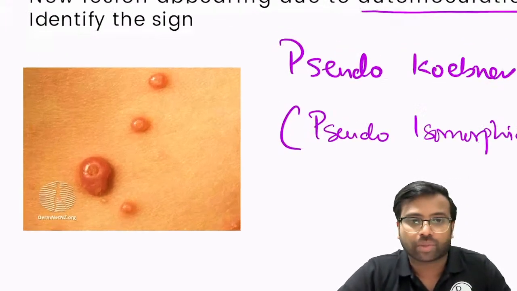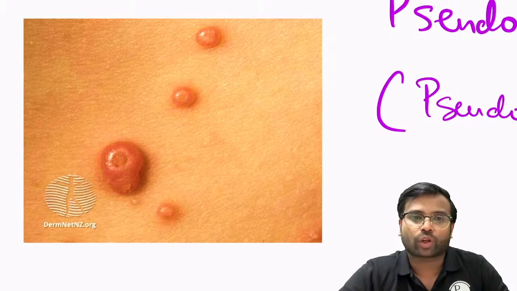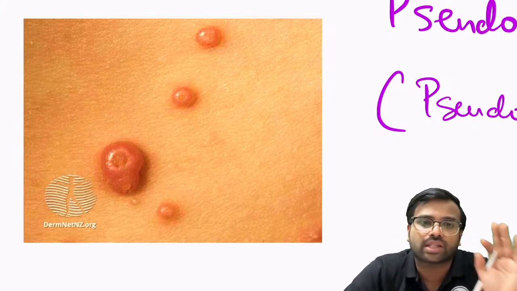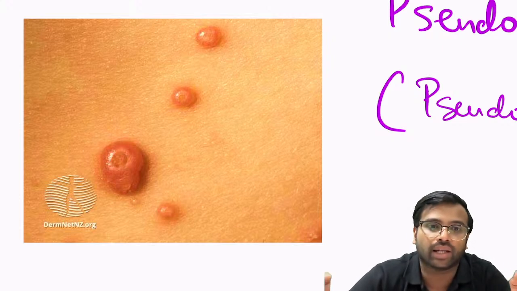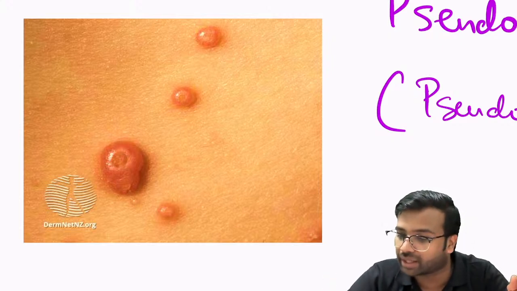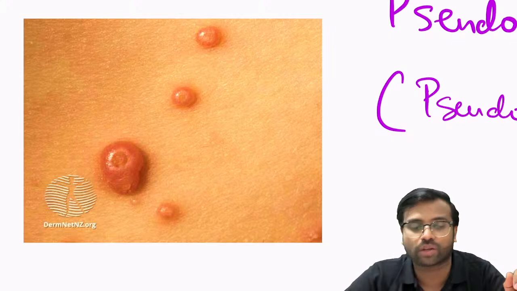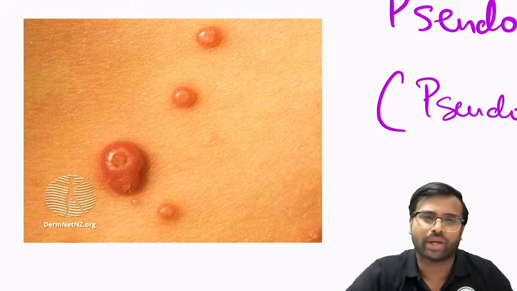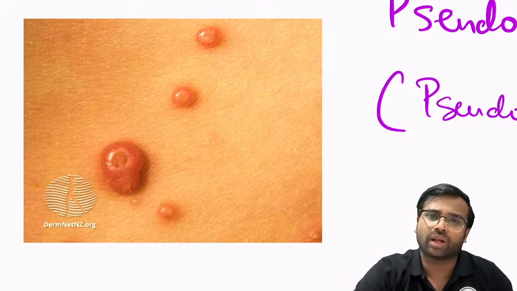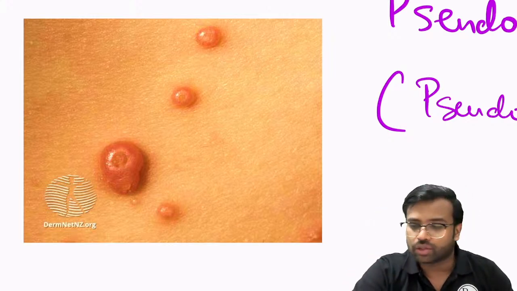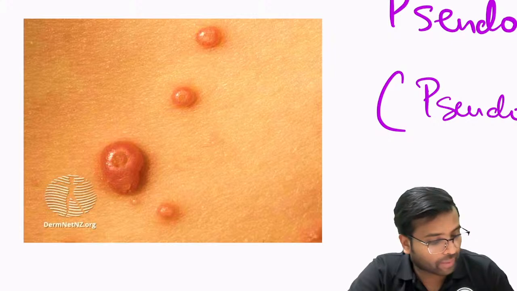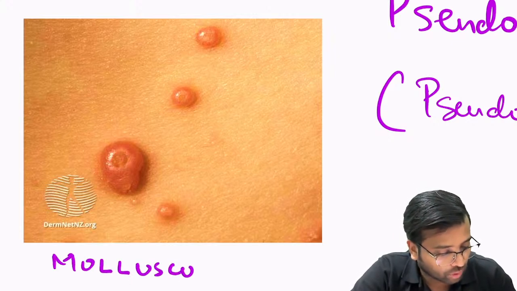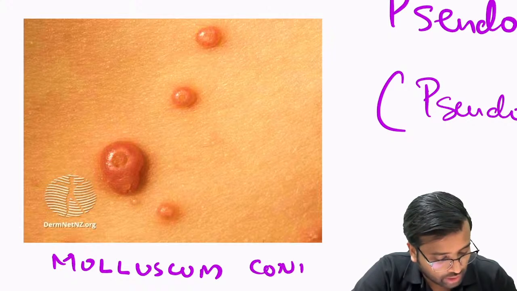Now just see this image. In this image, which disease is it? This is a spot diagnosis. You see this image, you should be able to tell what the diagnosis is. Can anybody tell me what is the diagnosis of this image? The diagnosis of this image, this is a spotter, very common in children. This is a spotter for molluscum contagiosum, molluscum contagiosum.